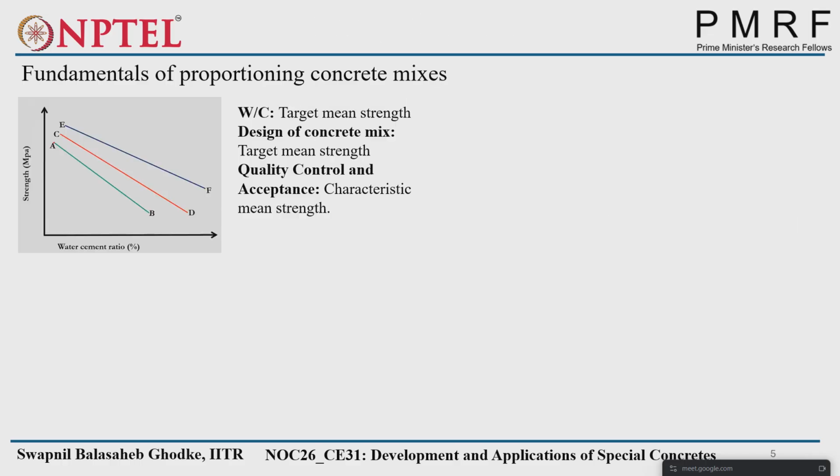So we already saw that strength and water cement ratio have a direct relation. As water cement ratio goes on increasing, strength goes on decreasing. Similarly, here also A, B, C, D, E, F lines are there. These lines depend on what parameters apart from the water? Properties of what? Cement, and age of the cement, and age of the testing.